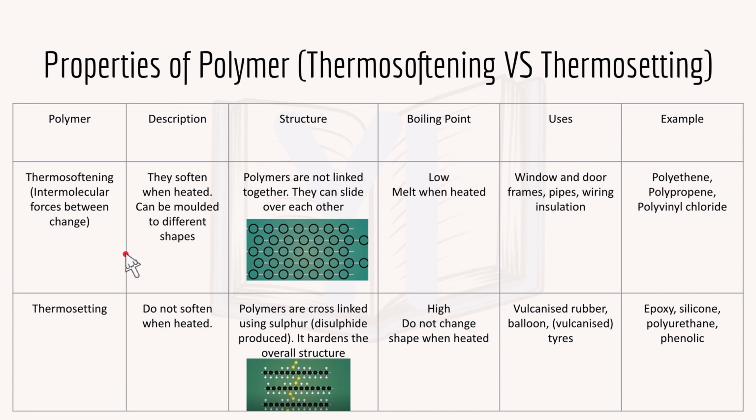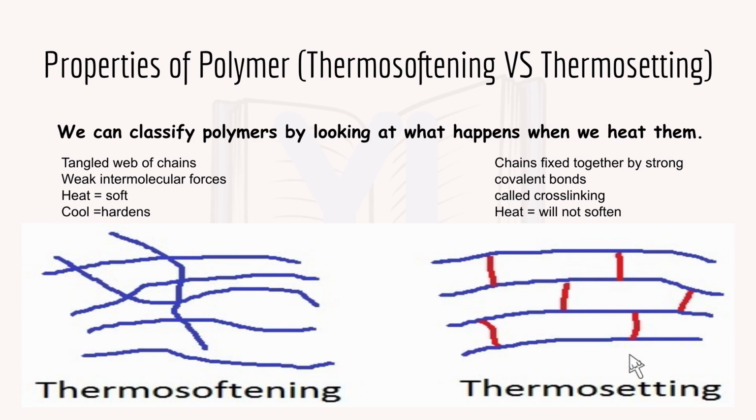Thermal softening polymers have intermolecular forces between chains, and they soften when heated and can be molded into different shapes. So boiling point uses an example and its structure. Because the polymers are not linked together, they can slide over each other, just like how graphite works. And thermal setting polymers do not soften when heated because the polymers are cross-linked using sulfur or disulfide bridges, and it hardens the overall structure. And here's the boiling point uses an example. And then we'll move on now to more thermal softening and thermal setting.